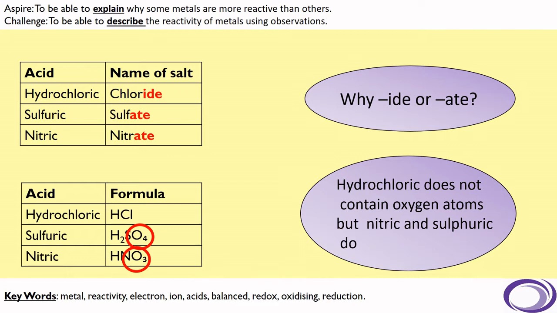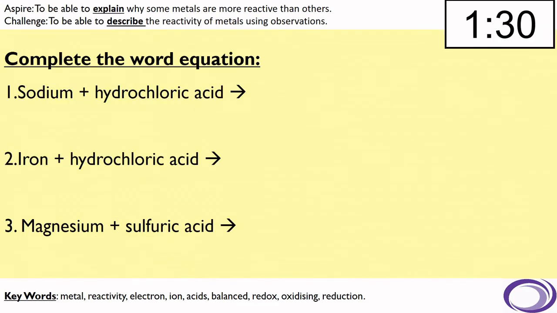So it implies oxygen in the formula of that salt, whereas ide is just the non-metal. So it's just the chloride ion. So using what we have just looked at, I'd like you to complete word equations for the reactions below.